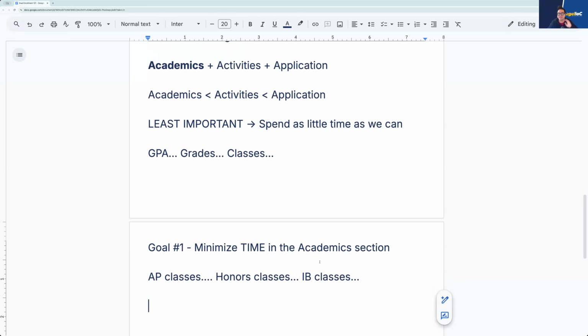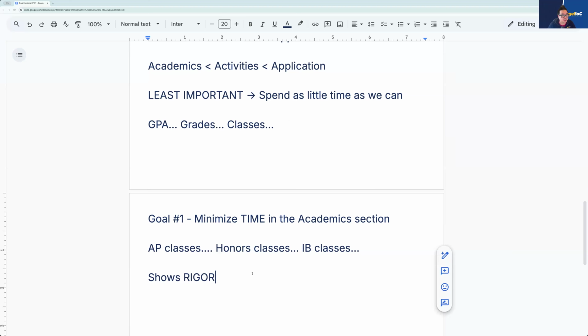So what do these classes show? They show rigor in your schedule. Colleges like rigor, and they also like grade trends. These are the two big things you want to demonstrate in your application: the rigor, and the grade trends of your classes over the few years as well.